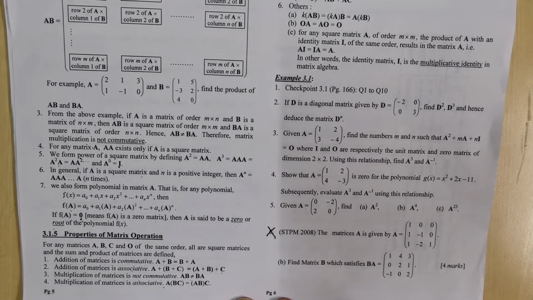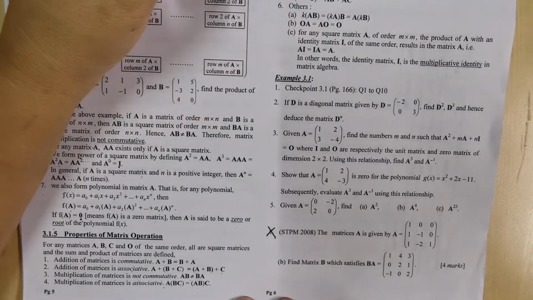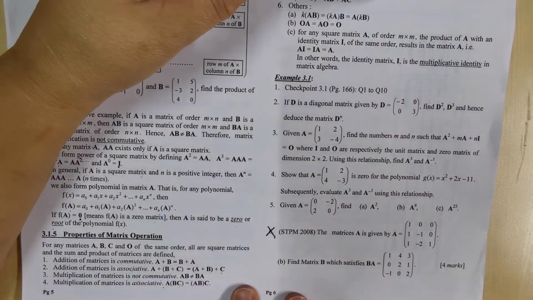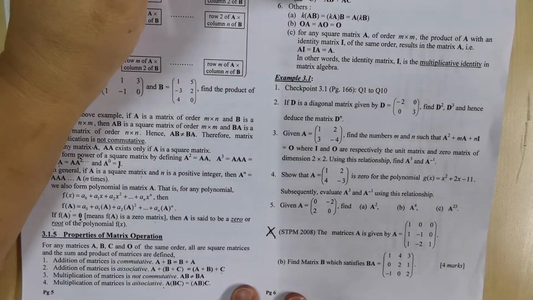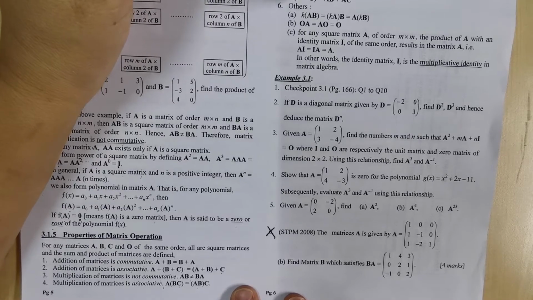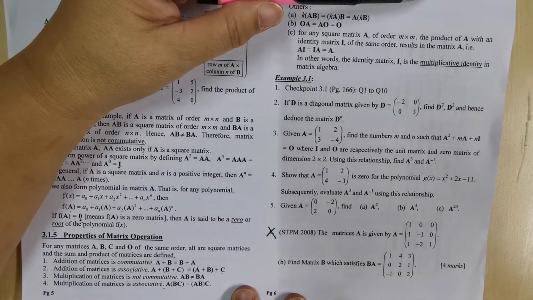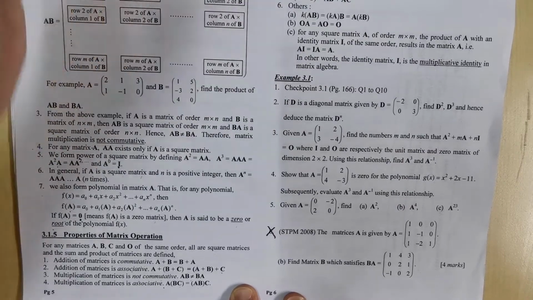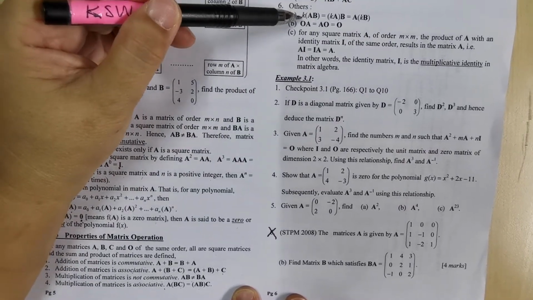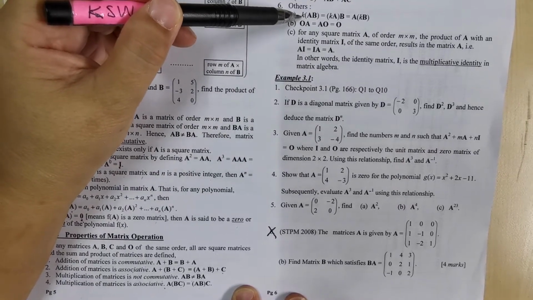Alright? And number 5 is multiplication of a matrix is distributive over addition. Distributive over addition means if you multiply A by (B plus C), it is the same as AB plus AC. Only distributive over addition, not subtraction. Okay? Others will be if multiplied with K.